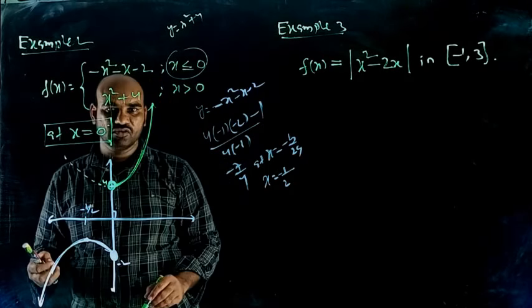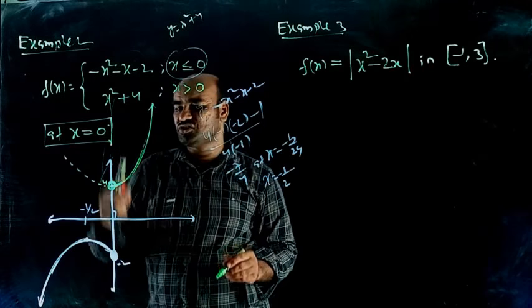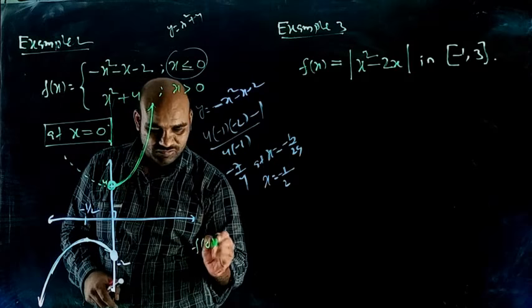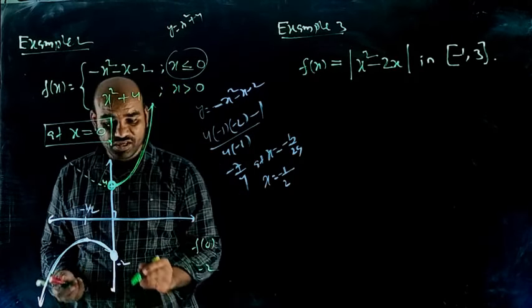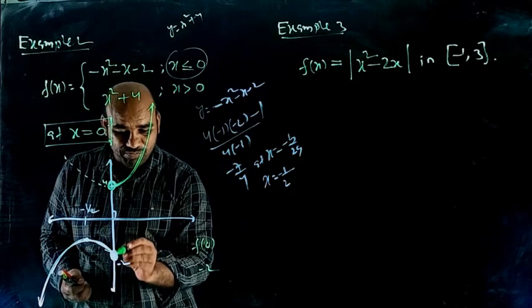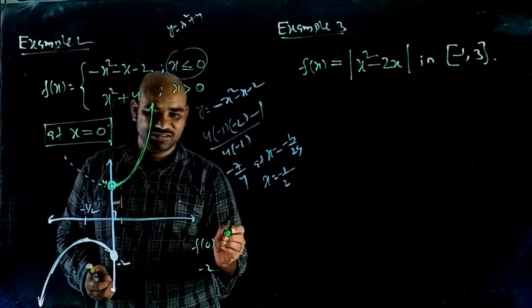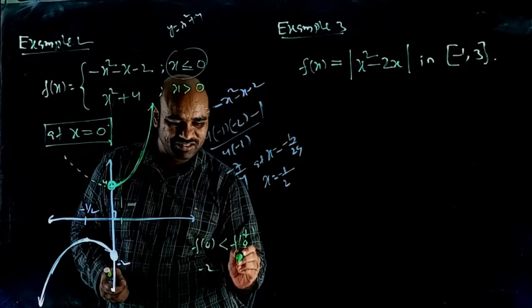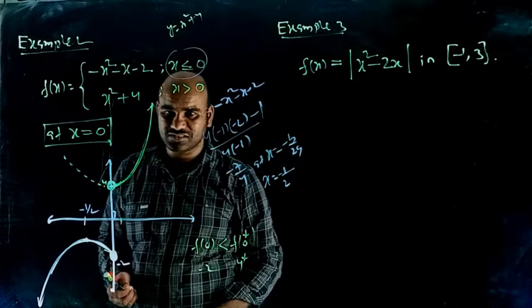We want to check maxima or minima at x equal to 0. So see, f of 0 is minus 2. F of 0 plus is somewhere here, 4 plus. This means f of 0 is less than f of 0 plus, because minus 2 is less than 4 plus.